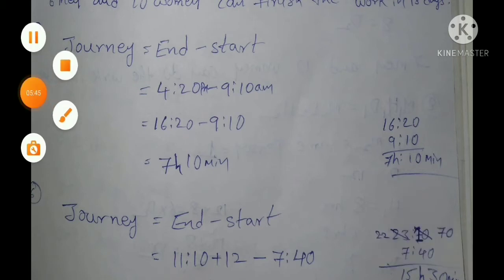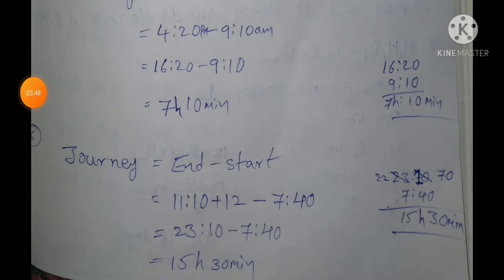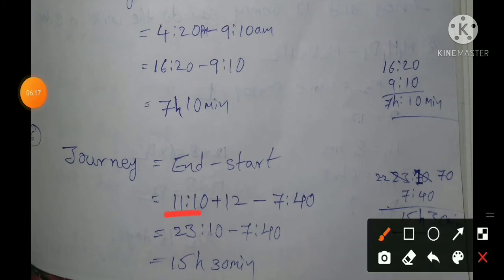The next question. A train leaves Delhi at 7:40 evening and reaches Mumbai next morning at 11:10. The total time taken by the train during the journey is nothing but end time minus start time. So end time is nothing but 11:10 in the next morning. So that's why you need to add plus 12 to that time. 11:10 plus 12 because of next morning. Next 7:40 in the evening.